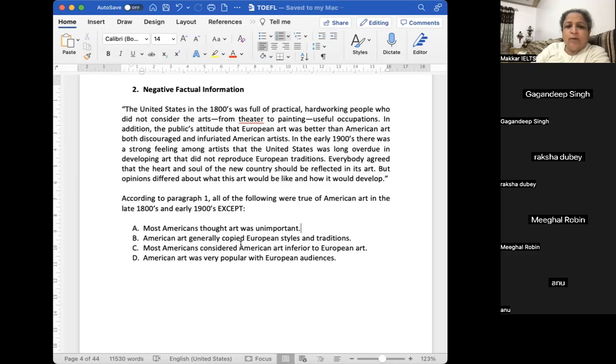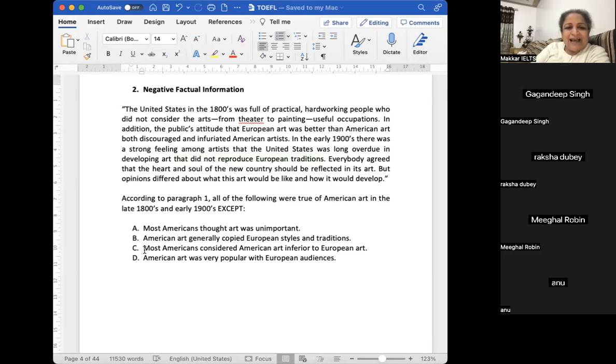B: American art generally copied European styles and traditions. तो अमेरिकन आर्ट जनरली कॉपी करता था यूरोपियन स्टाइल्स. ये लिखा हुआ है अंदर. United States was long overdue in developing art that did not reproduce European tradition. मतलब वो यूरोपियन ट्रेडिशंस को रिप्रोड्यूस करता था, वो अभी उन्होंने ऐसा डेवलप ही नहीं करा था जो नहीं रिप्रोड्यूस करता European traditions. So this is also out. This is given, right? Are you understanding this?